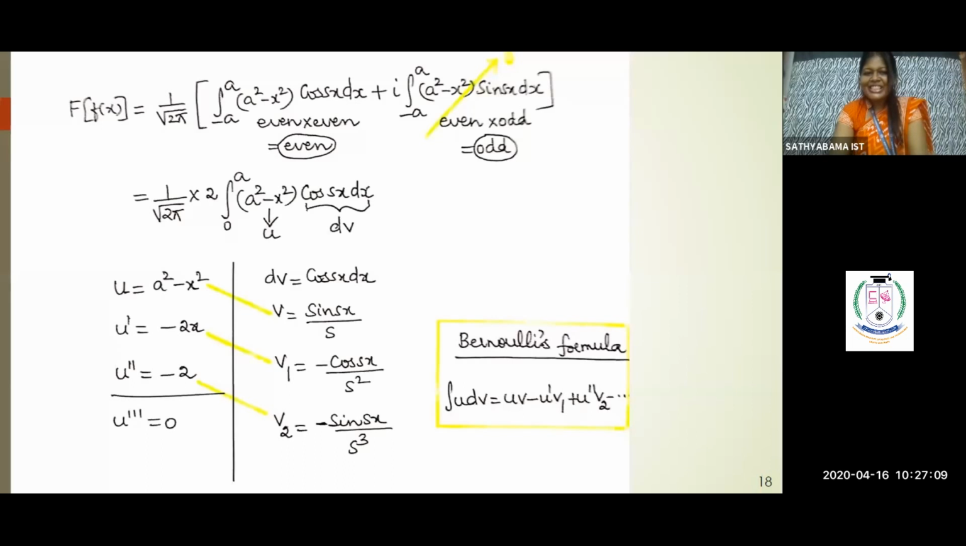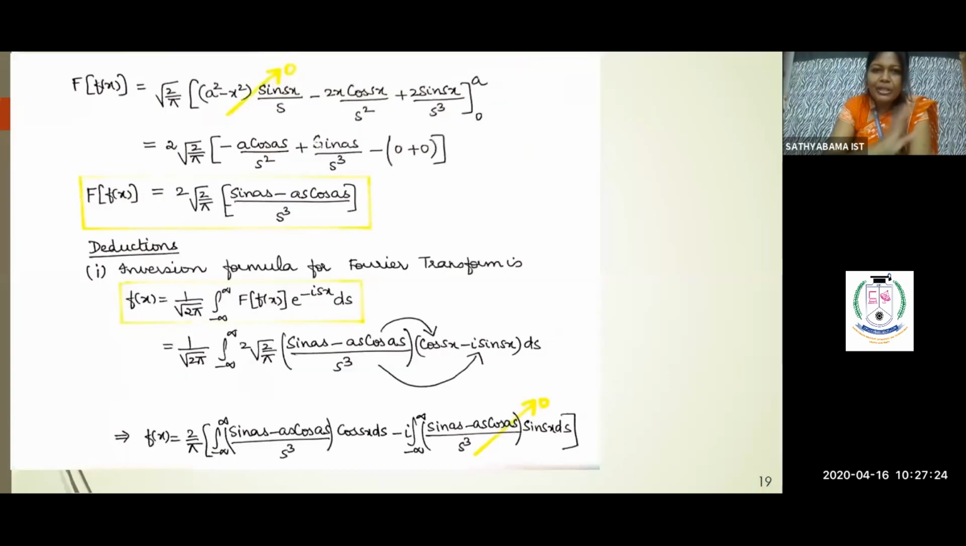Have you understood? So all you have to do now is use Bernoulli's formula. u into v. Look at the connection that I've marked in yellow. u into v minus u dash into v1 plus u double dash into v2, alternate plus and minus sign. So I've simply used Bernoulli's formula in the first step, and I've substituted the limits. That is all I've done, and I've got the Fourier transform of f of x.